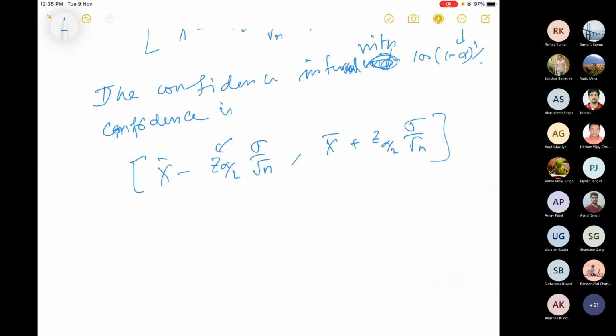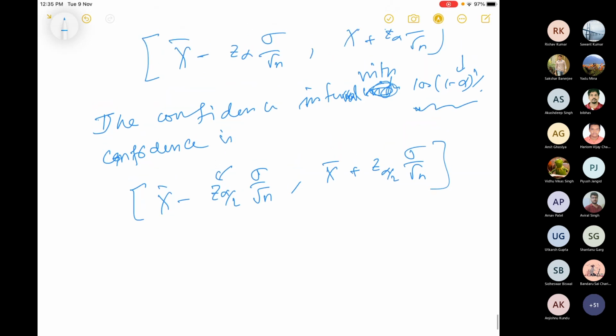So this is just a formula. If you are asked to find the confidence interval with some confidence, whether 95% or 90%, you can find the value of alpha. Using the value of alpha, you can find Z alpha by 2. You know the X bar value because you know the sample data. You know sigma because sigma is given. You know n is given. So you can find out the interval.